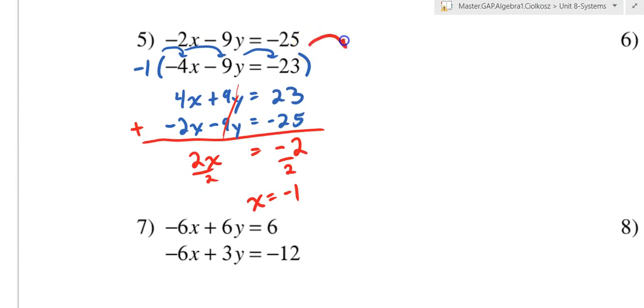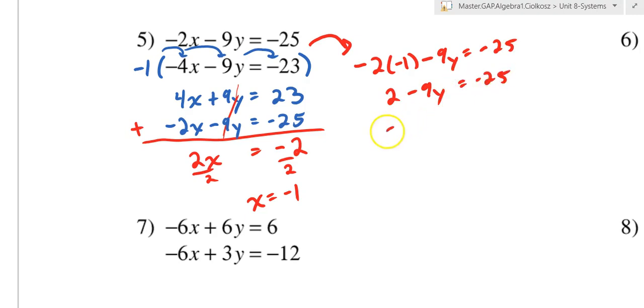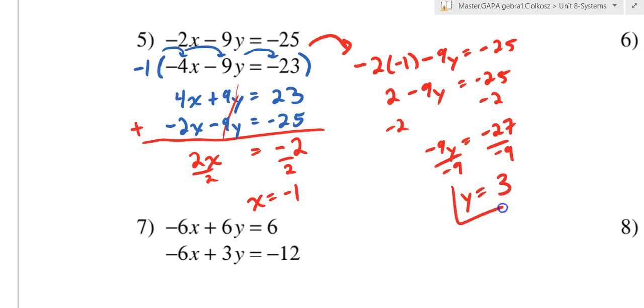Now, let's use my top equation again to plug back in and find y. So I'm substituting x as negative 1. y equals positive 3. And my x was negative 1, so my answer, negative 1, positive 3.